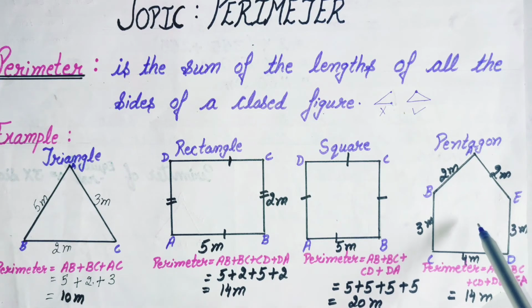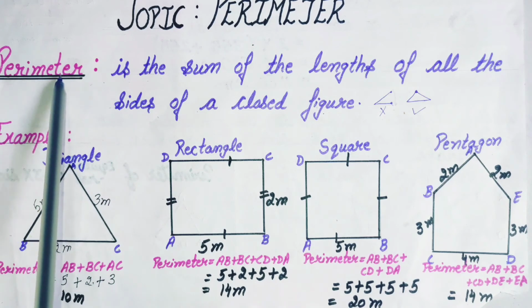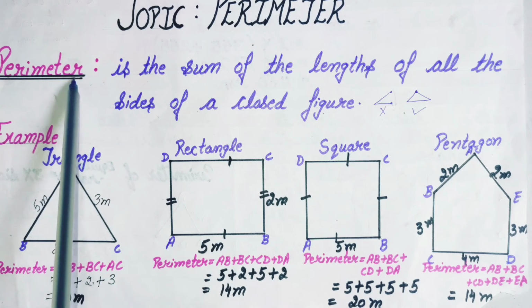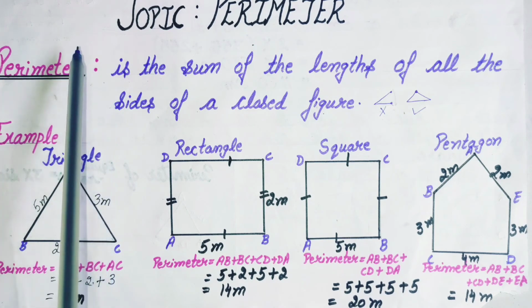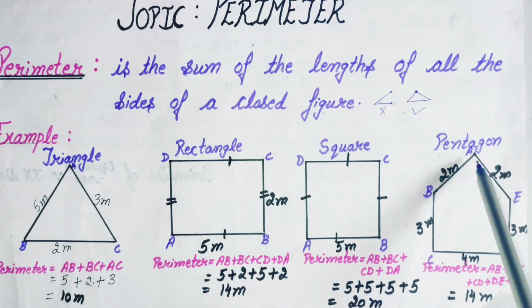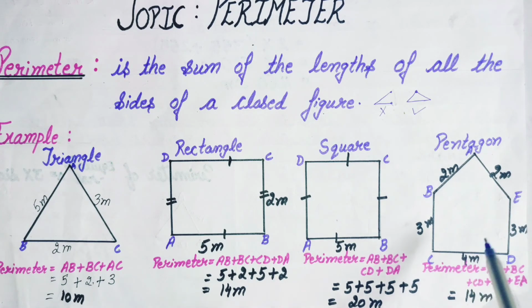Now let's move to the next figure, that is pentagon. Pentagon means a figure in which there are a total of 5 sides. We are not required to discuss the names of the figures. We just have to understand the perimeter. It means if we have 5 sides, 6 sides, 7 sides, it doesn't matter. To find the perimeter, we just have to add all the sides. That's it. Clear?